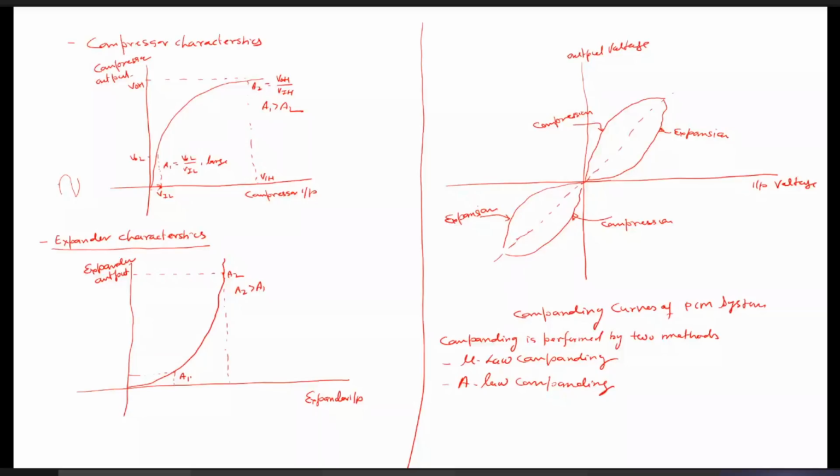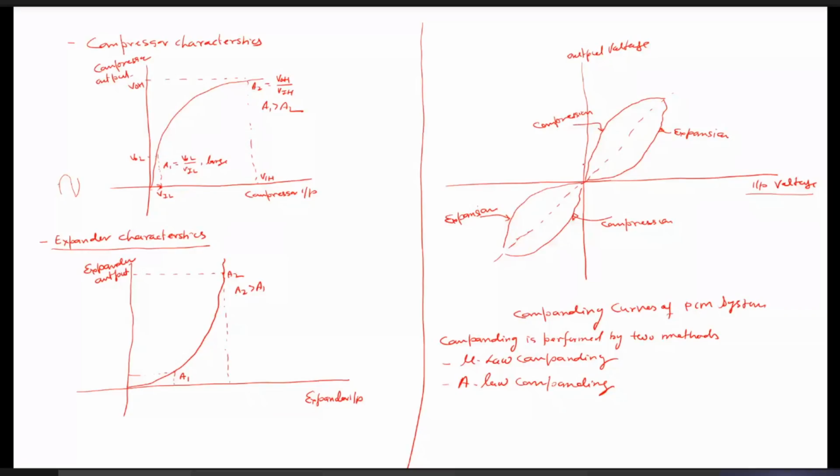Although in the graph it looks like A2 is approximately equal to 1, in practice it is not the case. Rather, this output amplitude is higher than the input voltage. So A2 here is more than A1, which is the complementary process of the compressor, nothing but the expander. And in one graph, we can represent the basic compressor characteristics and the expander characteristics. Suppose this is the input voltage, this is the output voltage. So you can see this is the nature of the compressor.